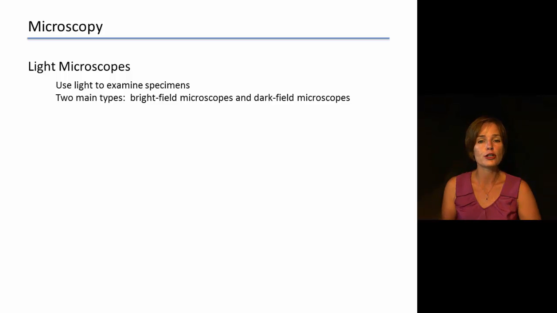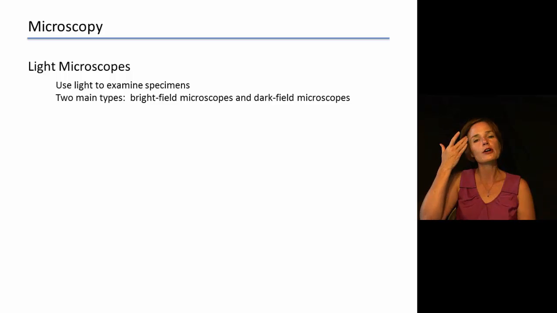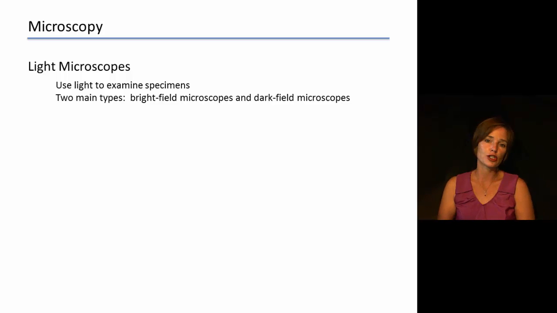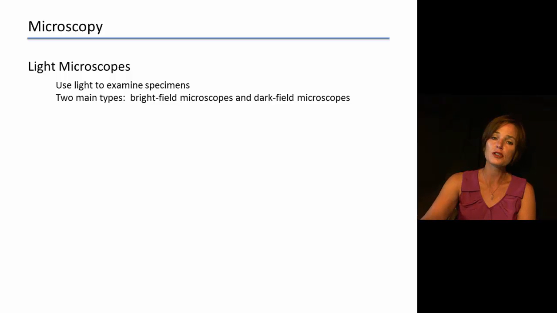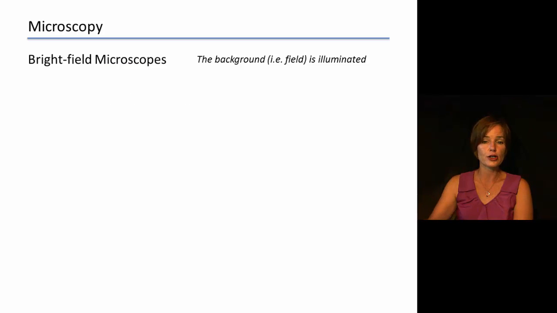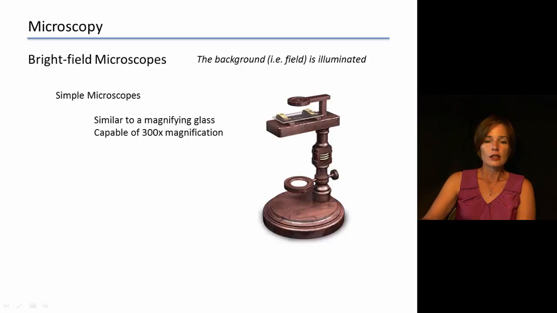Light microscopes are using visible light to examine specimens. And when we're talking about light microscopes, these do get divided into two main categories. We have what are called bright field microscopes, which are going to be the most common, and then we also have dark field microscopes. So if we talk about the bright field microscopes first, bright field microscopes basically illuminate the background, and then we see a darker specimen on top of that background. These fall into two types. We have simple microscopes and we have compound microscopes.